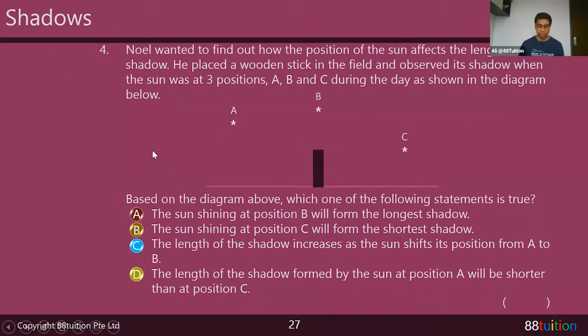Noel wanted to find out how the position of the sun affects the length of the shadow. We did this with the cyclist just now, right? So based on the diagram, which one of the following statements is true? Okay, he plays.